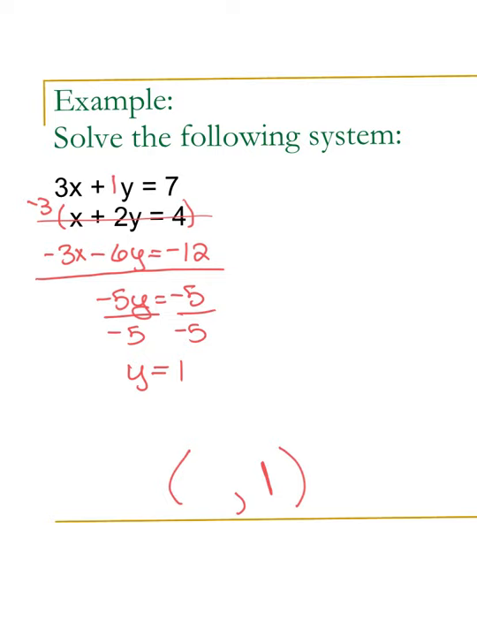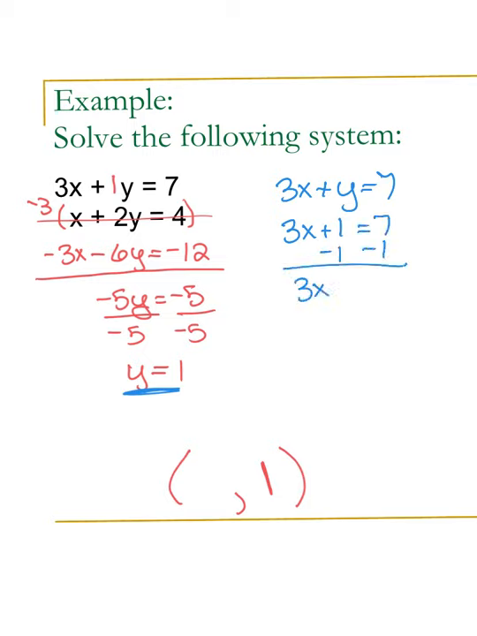Again, now you're going to pick which equation you like to plug in a y because I solved for y. I'm going to go with the top. So 3x plus y equals 7. If y is 1, 3x plus 1 equals 7. We're going to subtract 1. I get 3x equals 6. If I divide both sides by 3, I get x equals 2. Since this is x, the x goes in front.